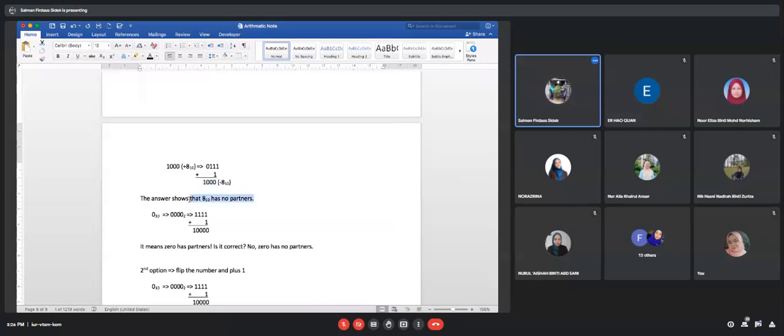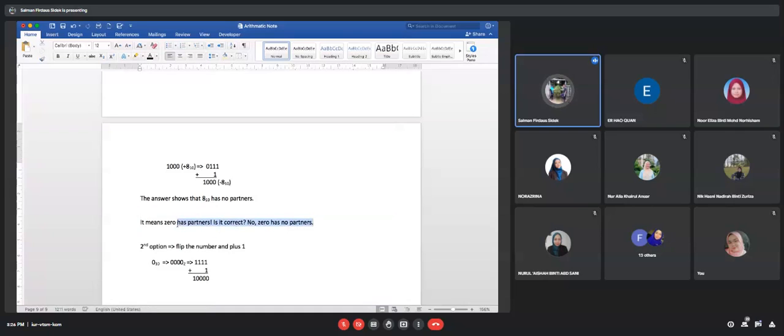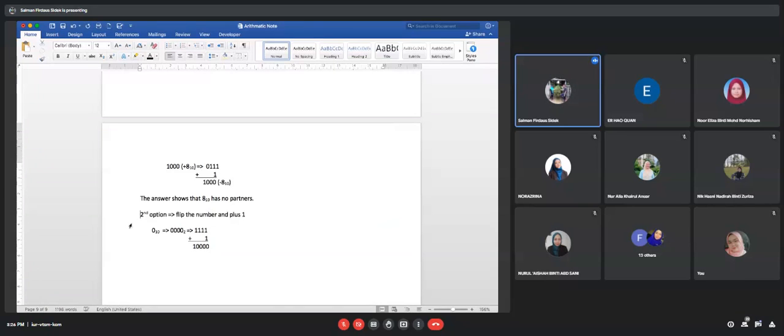The second option, okay, this one we erase again. Sorry, this point, you just please forget about this one. The second option: flip the number and plus one. Here, we know that if we use 4 digits to represent 0, it will be 1111. And if we plus 1, we will get 10000. The first bit here, you can ignore it.